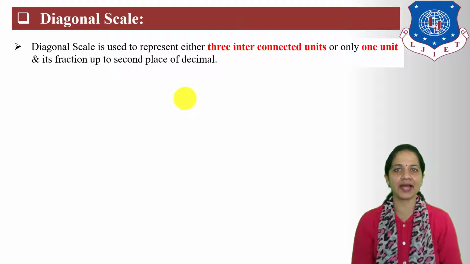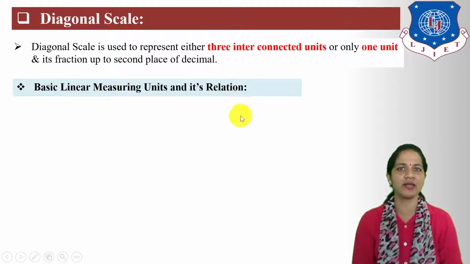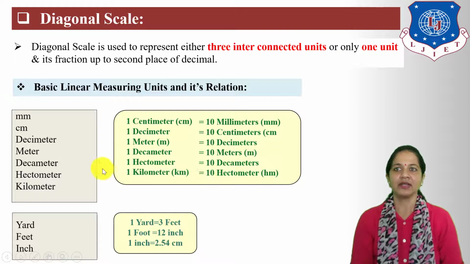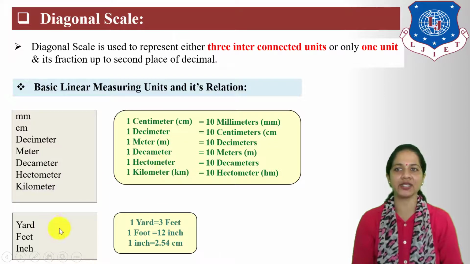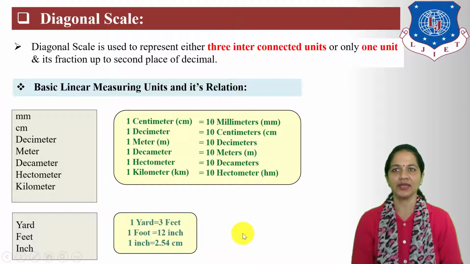Before starting example of plane scale or diagonal scale, the knowledge of basic linear measuring units and its relation must be required. Now, these units and their relation we already covered in previous two sessions. Let us start example of diagonals.